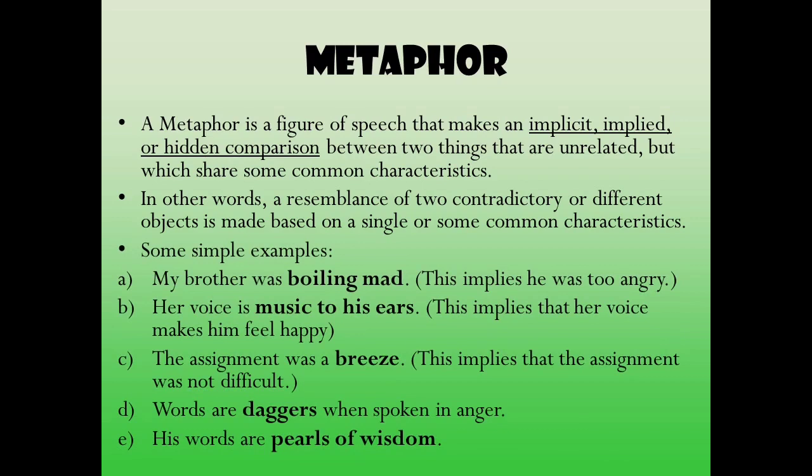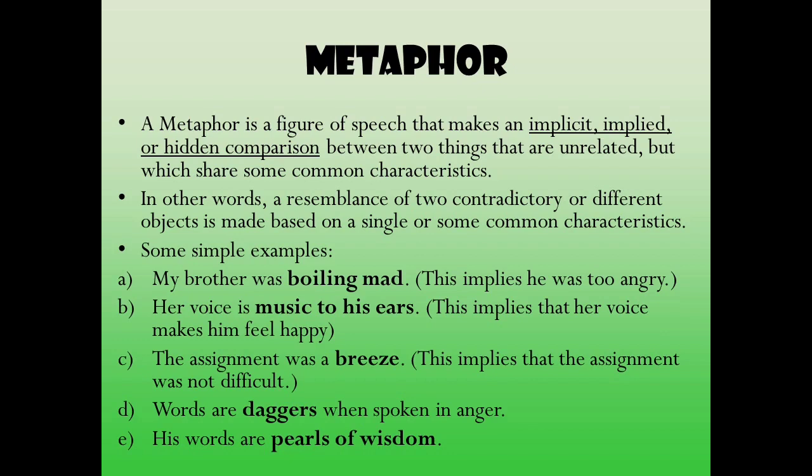So here you will see what it is written. The first example says, my brother was boiling mad. So now in this sentence there is no use of the word as or like. So this is the difference between a metaphor and simile. So when you are using a metaphor, you are directly applying the word and you're not telling, but it is actually implied or it is a hidden meaning. So my brother was boiling mad. What does it imply? It implies that he was too angry, right?